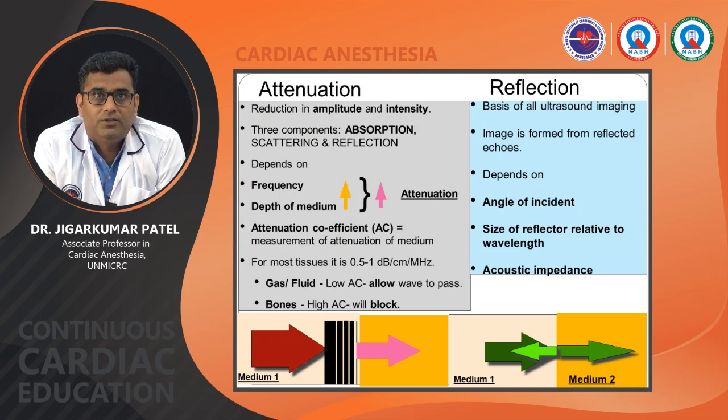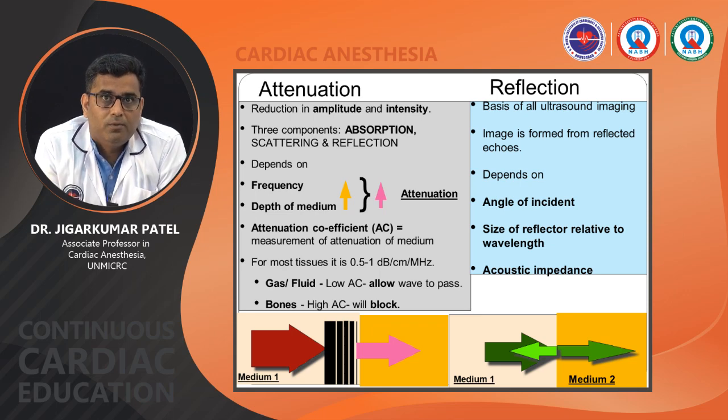First one is attenuation. Attenuation is the reduction in the amplitude and intensity of the sound wave. It has three components: absorption, scattering, and reflection. So it is the decreased amplitude and intensity of the sound wave when it travels through any medium. It depends on two factors: first is the frequency and second is the depth of the medium.